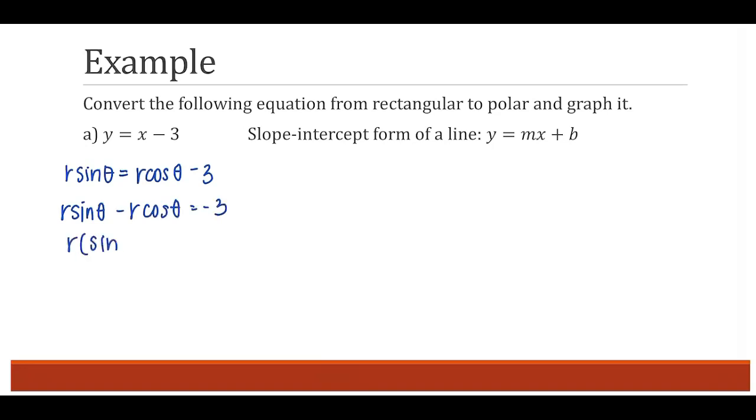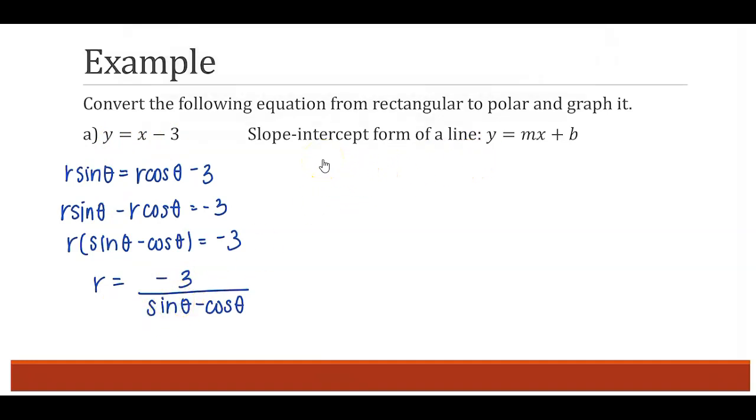And then I'm left with sine theta minus cosine theta multiplied to r. So I can divide by that quantity. So r is negative 3 over sine theta minus cosine theta. So it turns out that this equation in rectangular is equivalent to this equation here in polar. So let's go ahead and graph it.